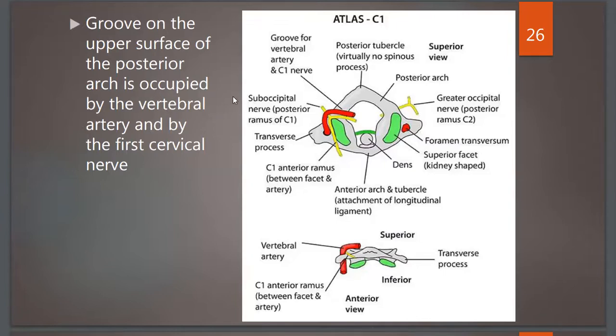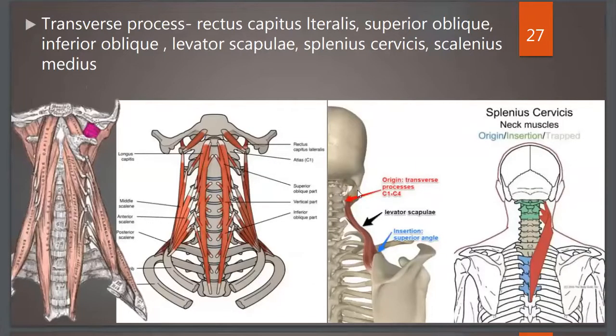So this posterior arch is occupied by the vertebral artery and by the first cervical nerve. This is our first cervical nerve. Then the transverse process of the first cervical vertebra gives attachment to certain muscles like rectus capitis lateralis. It also gives attachment to superior oblique, then inferior oblique, levator scapulae, splenius cervicis and scalenus medius. All these muscles we will see in the back region, which take attachment on the transverse process of the first cervical vertebra, that is atlas.